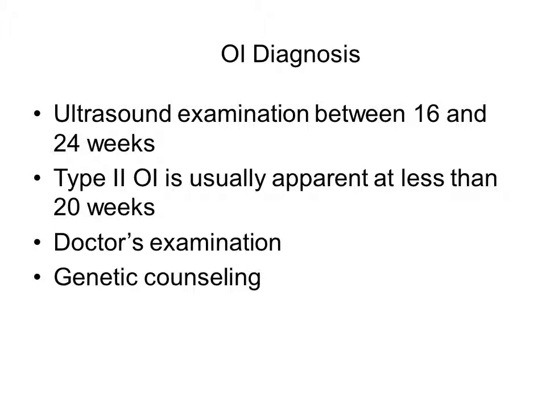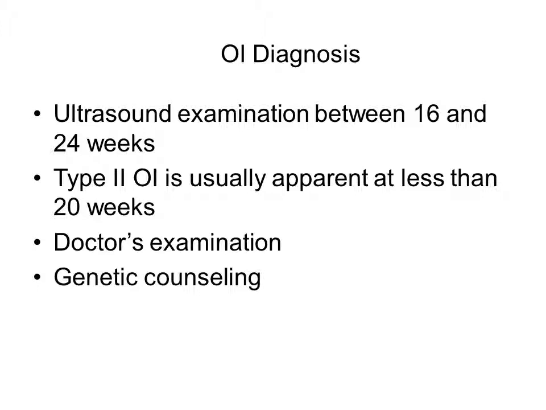The diagnosis usually can be determined with an ultrasound while the baby's in utero, between 16 and 24 weeks, so they can usually tell how the baby's bones are. Type 2 osteogenesis imperfecta is usually apparent at less than 20 weeks gestation. And so we'll talk about the different types here.